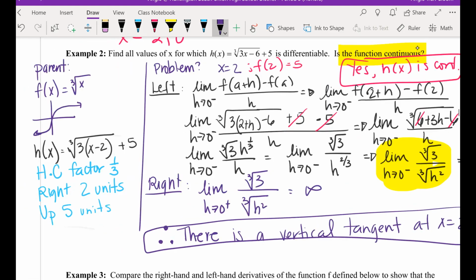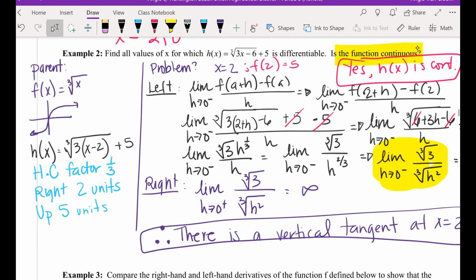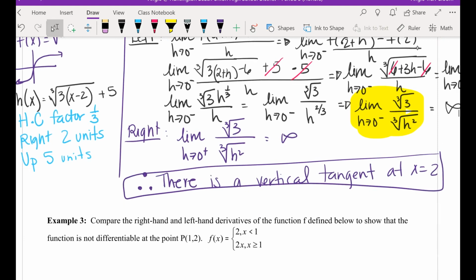Okay. So a vertical tangent means it's not differentiable. Does that make sense? Okay. It's continuous, it's just not differentiable. Okay, we're going to do a couple more proofs just like that, okay?